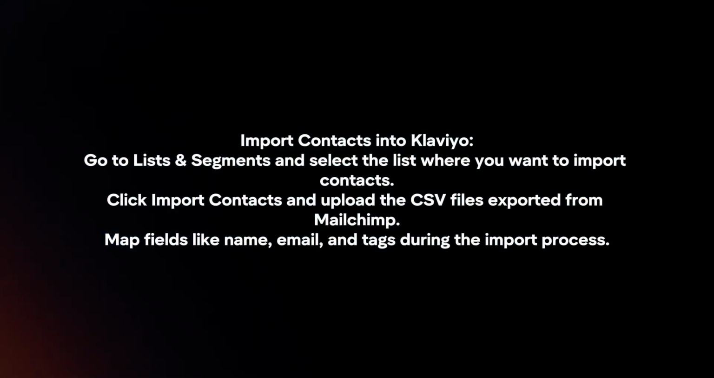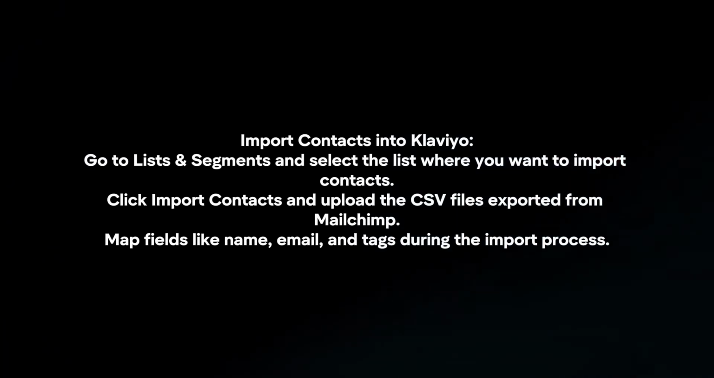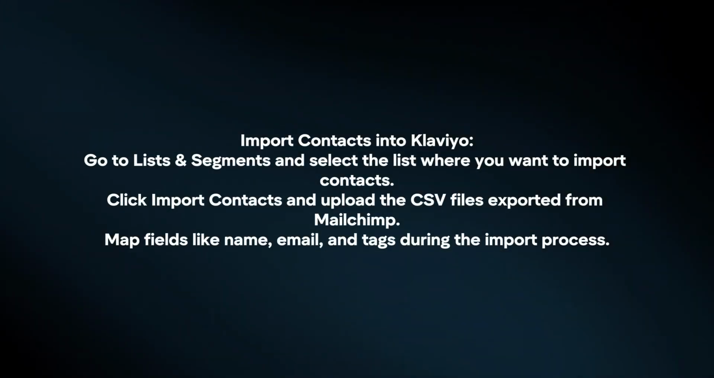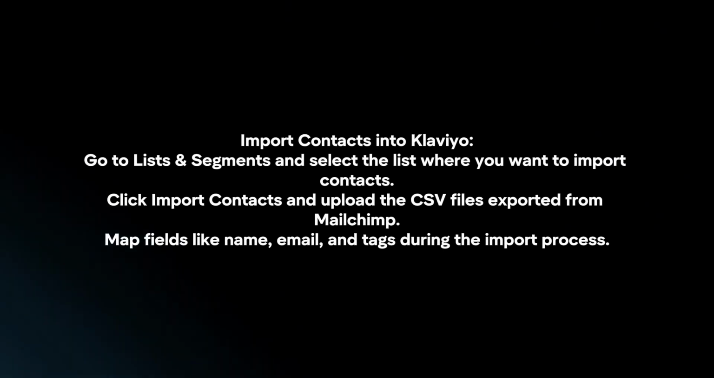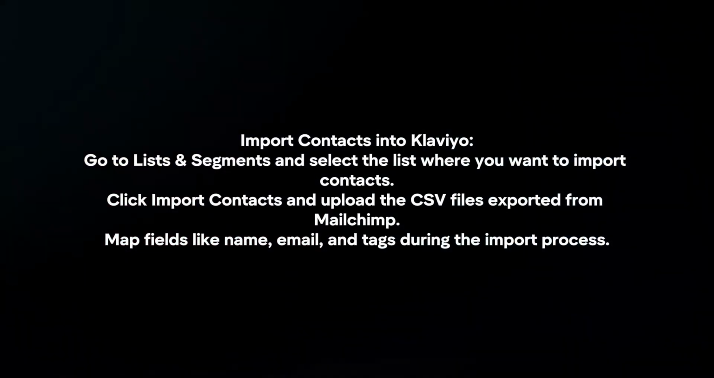Import contacts into Klaviyo. Go to Lists and Segments and select the list where you want to import contacts. Click Import Contacts and upload the CSV files exported from Mailchimp. Map fields like name, email, and tags during the import process.